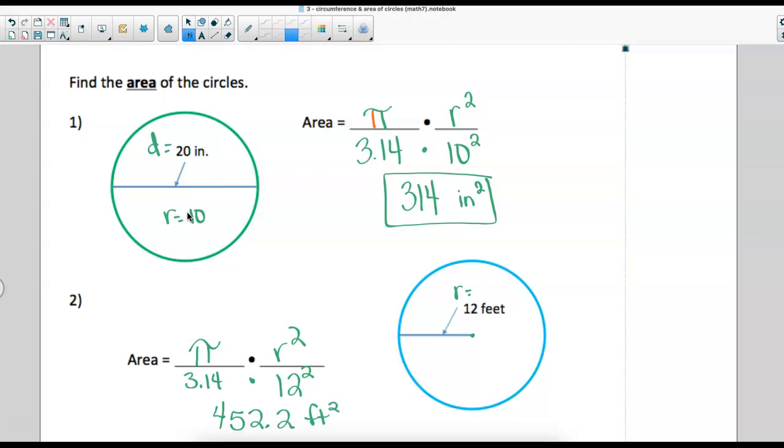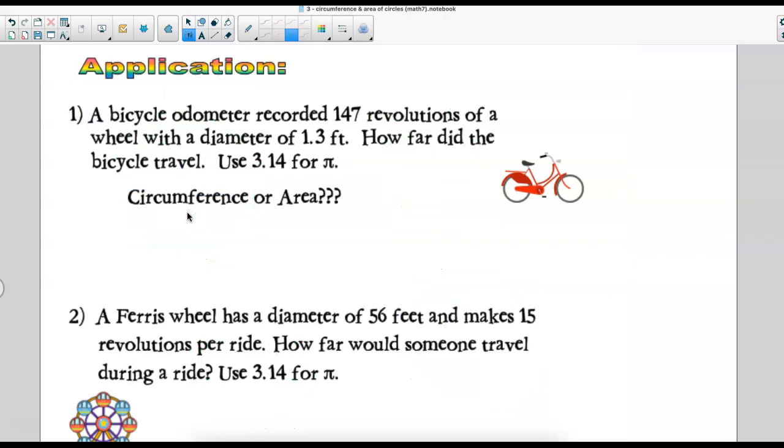Any questions there? Okay, last one we're gonna do. We're only gonna do this top one. We're not gonna worry about the bottom one. Number one, a bicycle odometer recorded 147 revolutions of a wheel with a diameter of 1.3 feet. How far did the bicycle travel?